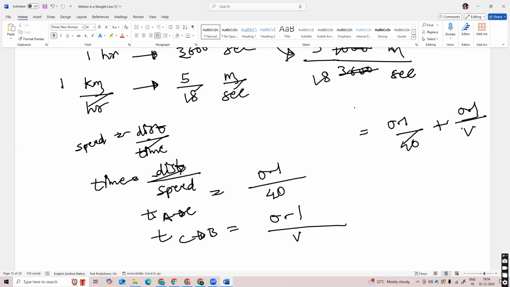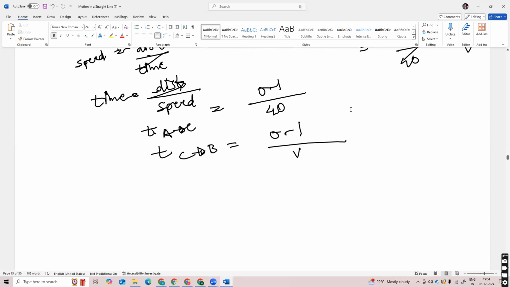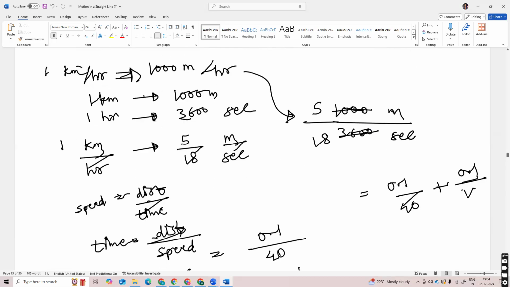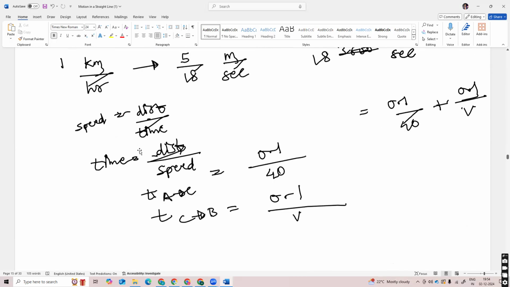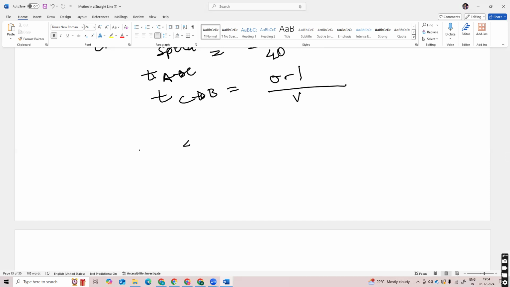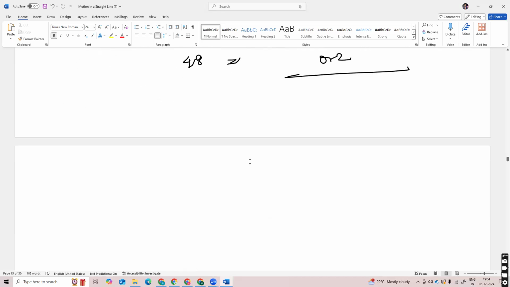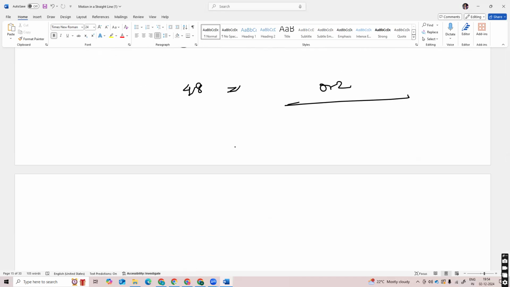So average speed, as you know, is total distance upon total time. The average speed is already known. They have given average speed equal to 48 kilometer per hour. So here average speed is 48. Total distance is 0.2 kilometer, and for total time, we will take 0.1 common. So 0.1 will come out, and here we have 1 upon 40 plus 1 upon V.